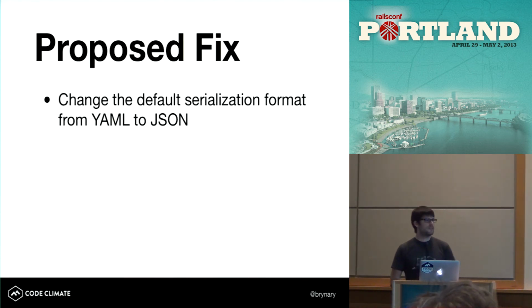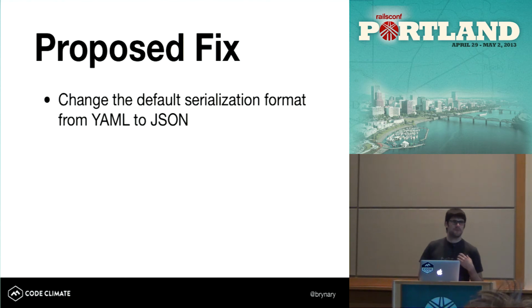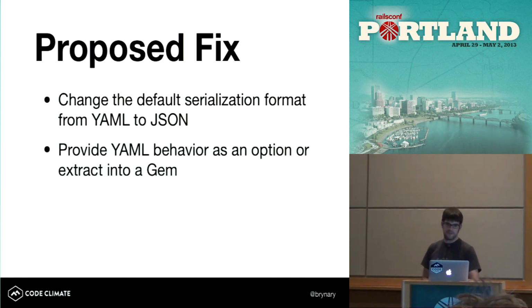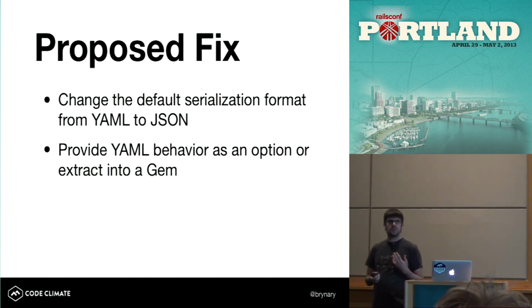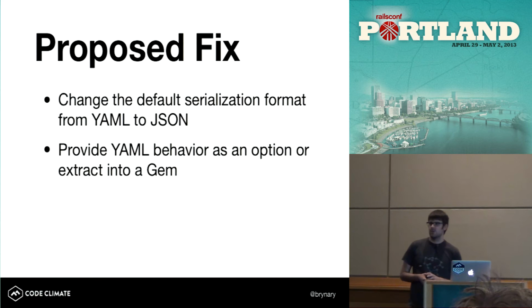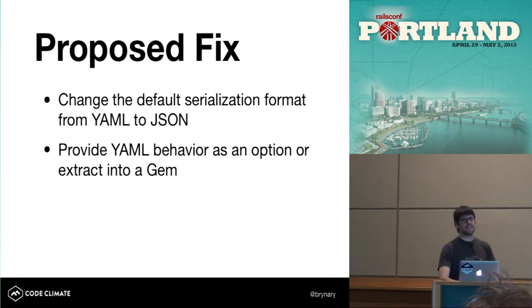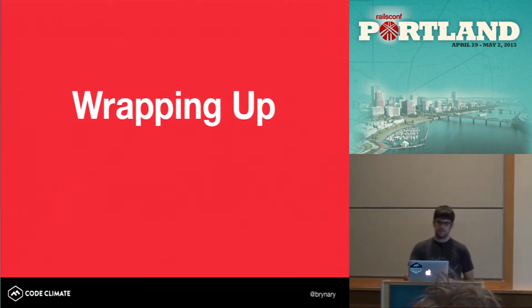So again, how could Rails fix this? Rails could change the default serialization format from YAML to JSON. And I would advocate that they do this. That would be much safer. And then take the YAML behavior and make that available as an option, or even just extract it into a totally separate gem, because it is less safe than using JSON as a serialization format.